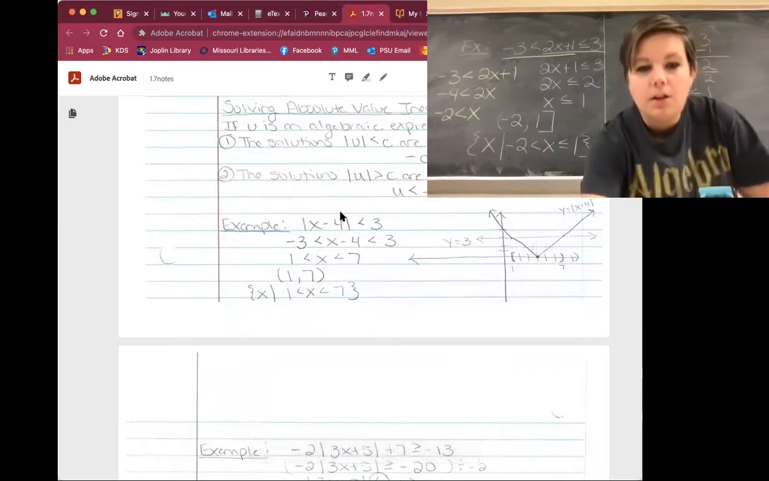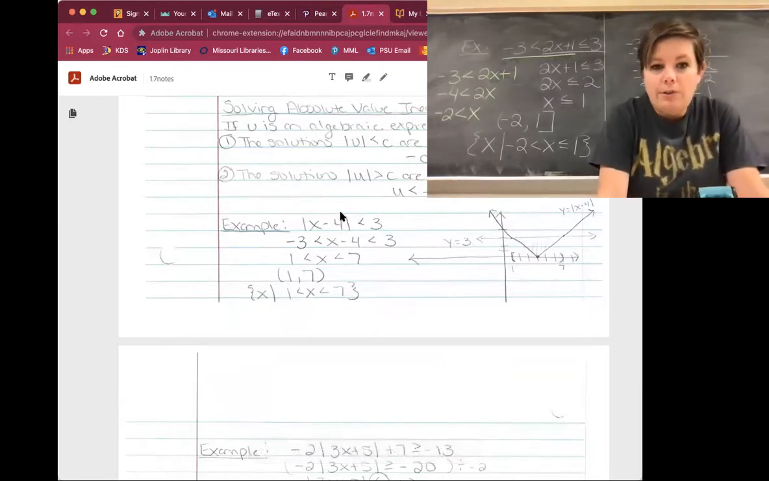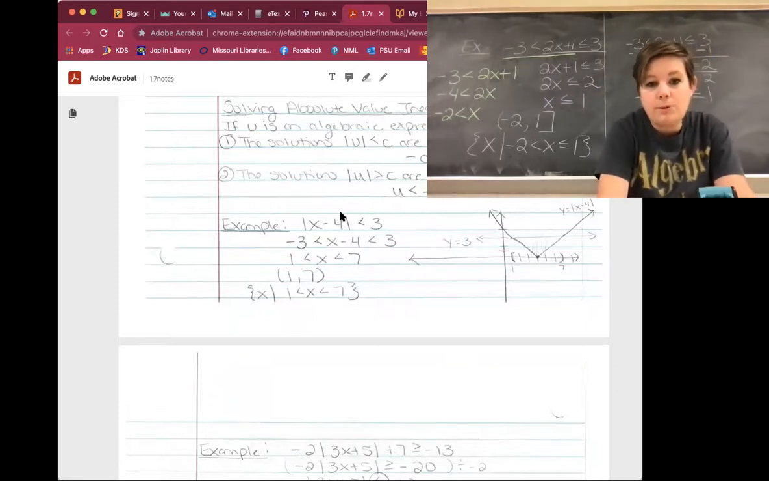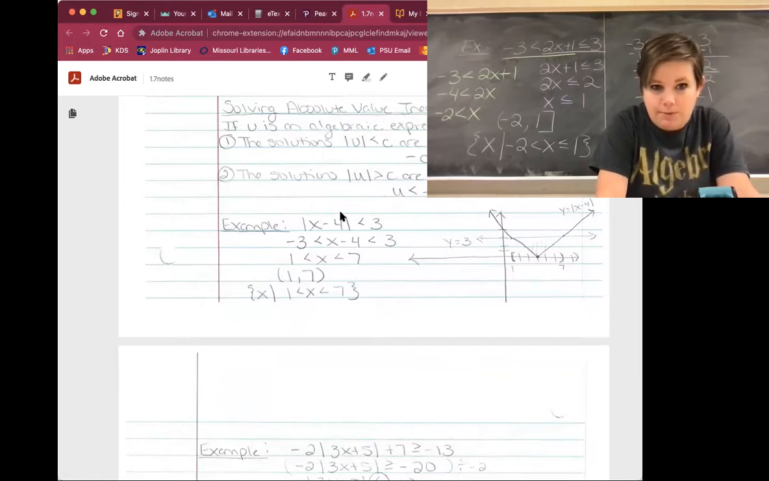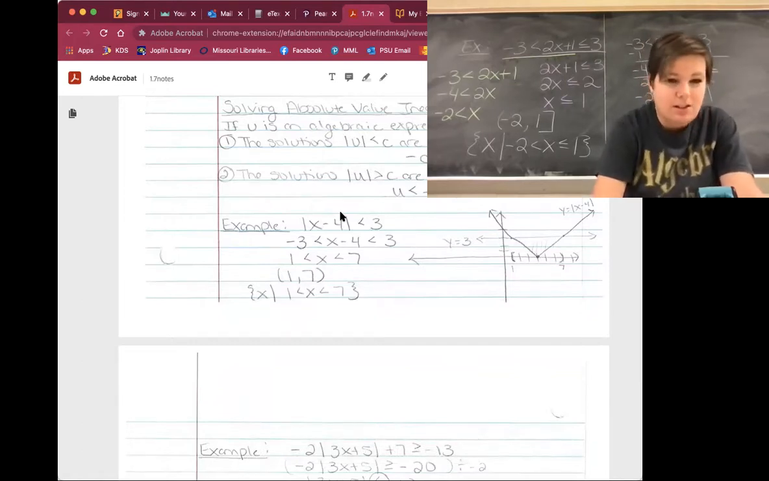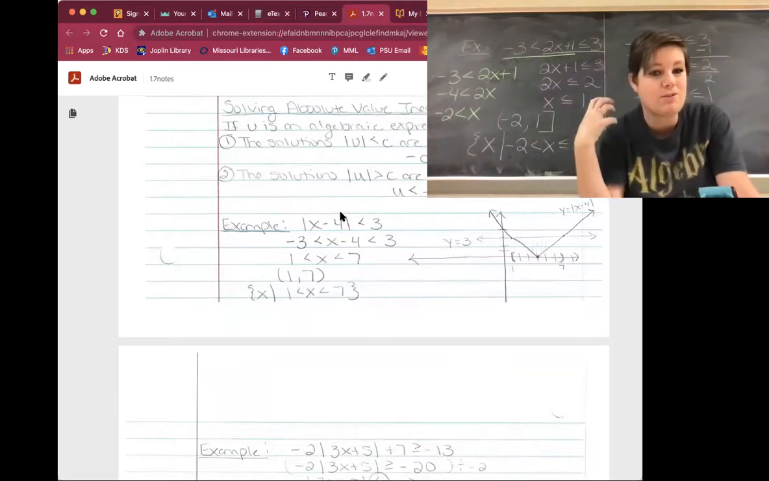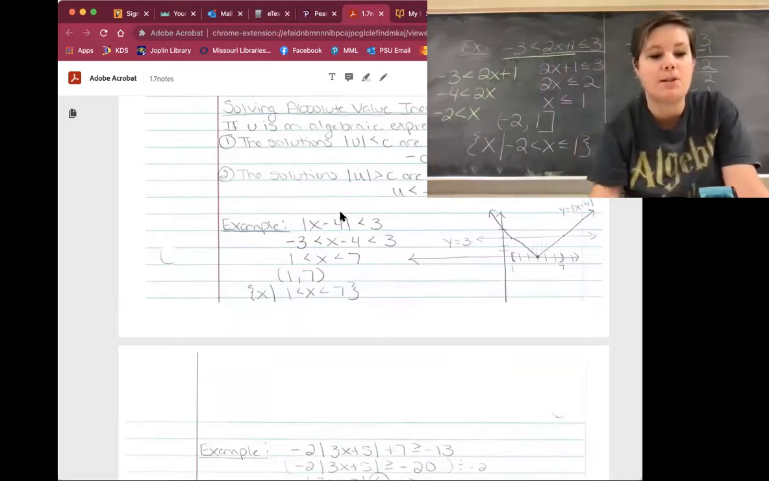There we go. So solving absolute value inequalities. So remember, absolute values tell you the distance away from zero. So this is going to be a little confusing in the math speak, but then we'll do some examples and hopefully it'll make a little bit more sense there.